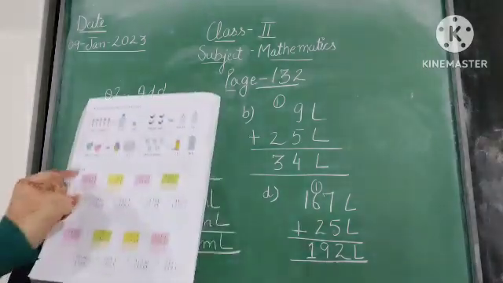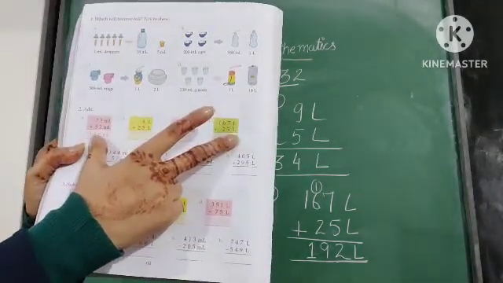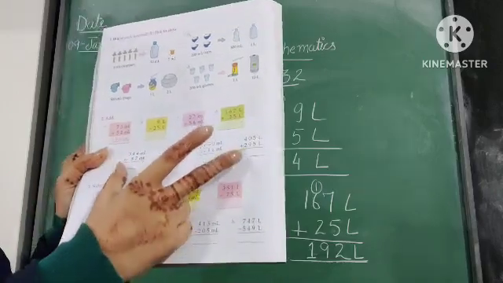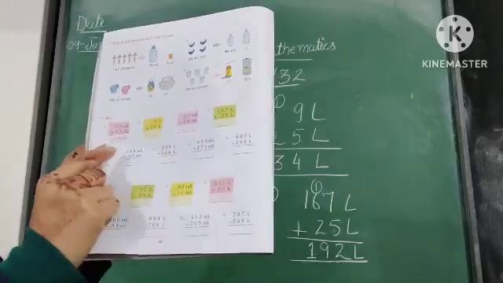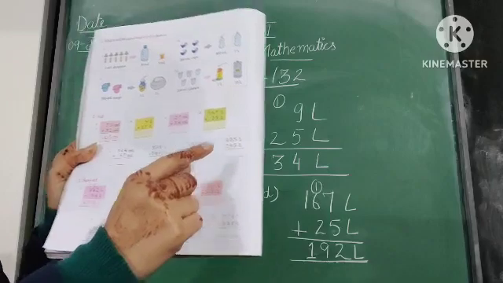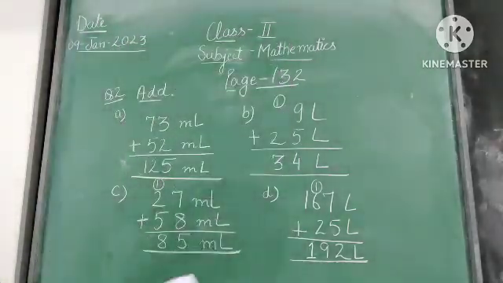Students, we did first 4 parts of this question, question number 2. The next 4 parts, part E, F, G and H are your homework.